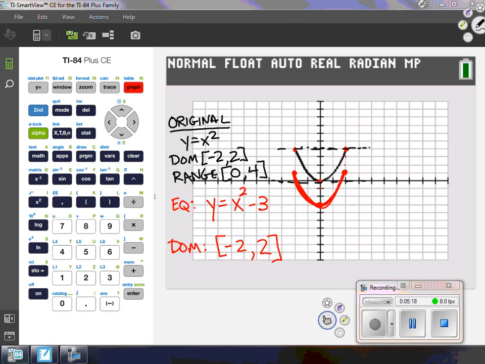In the new function that we slid down 3 units, the range reaches a maximum y value of 1, and a minimum y value of -3. So the new range will go from -3 to +1.